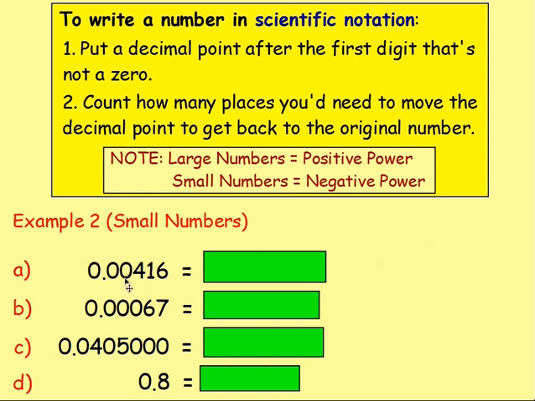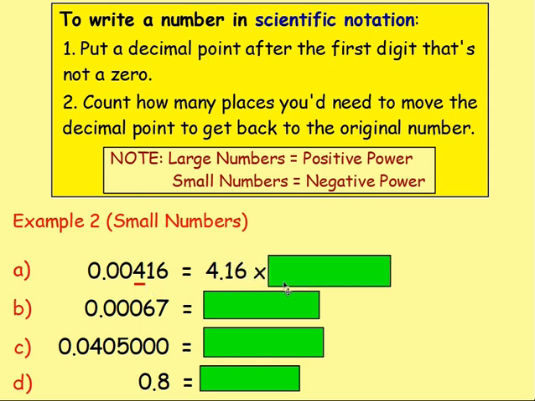So, with this one here, 0.00416, first number that's not a 0. What's the first number that's not a 0? 4. Good. So we'd have a 4 point. And then what we do is we list the other numbers up until it's just zeros. So we'd have 4.16.